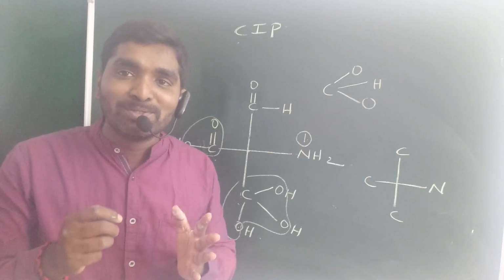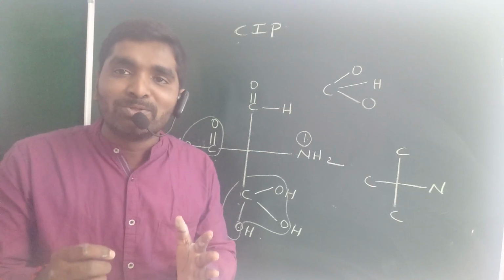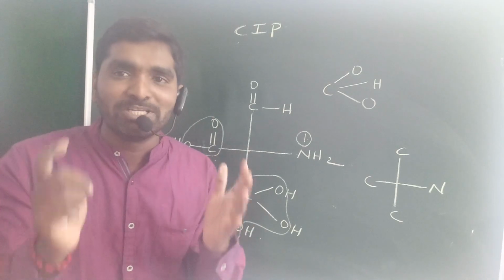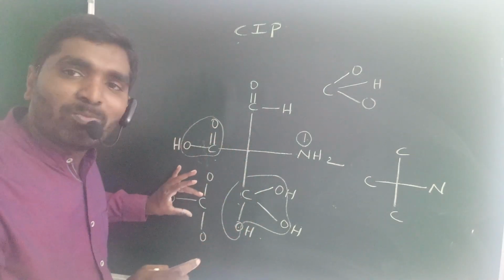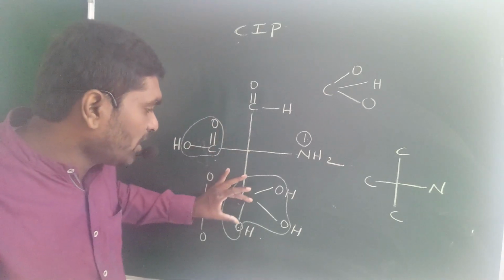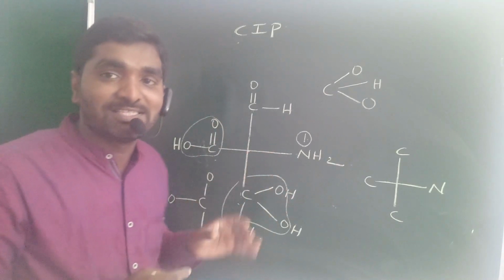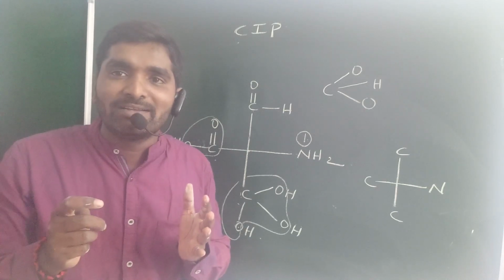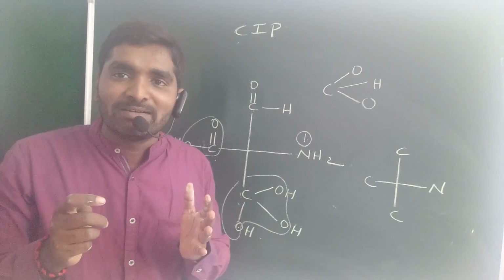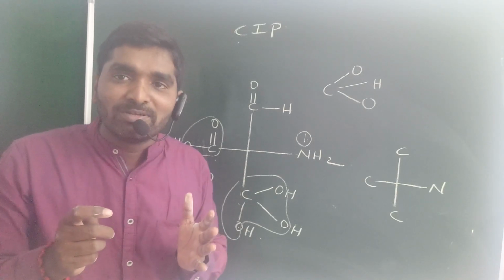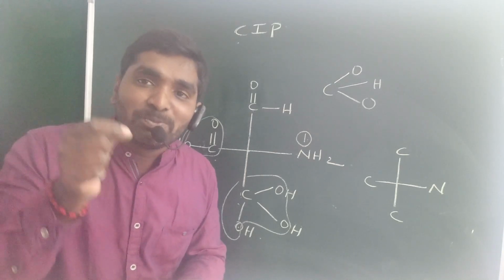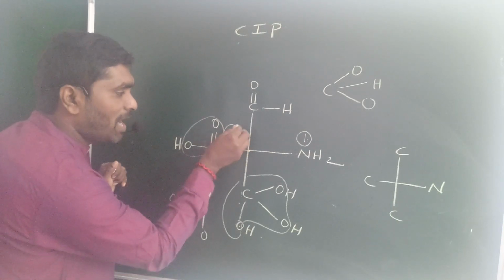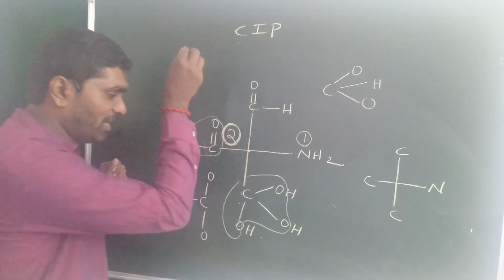According to the CIP rules, multiple bonded compounds always get more priority. Remember guys, most important one. This carbon is also bonded with the 3 oxygen atoms, and the carbon below the plane is also bonded with the 3 oxygen atoms. But according to the CIP rules, the multiple bonded carbon, the multiple bonded compound, always gets the highest priority. That means, according to the CIP rules, this compound may have the second priority.